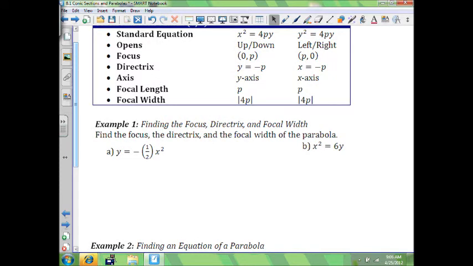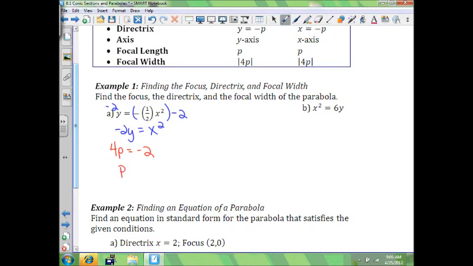We need to find the focus, directrix, and focal width of the parabola. Since it's y equals negative 1/2 x squared, we need to do some manipulations here to make it look like our standard equation. In order to do that, we need to get a positive x squared here. So I'm going to multiply both sides by negative 2. So negative 2y is equal to x squared. This is going to open up and down. 4p will equal negative 2 because x squared is equal to 4py. That means p will equal negative 1/2.